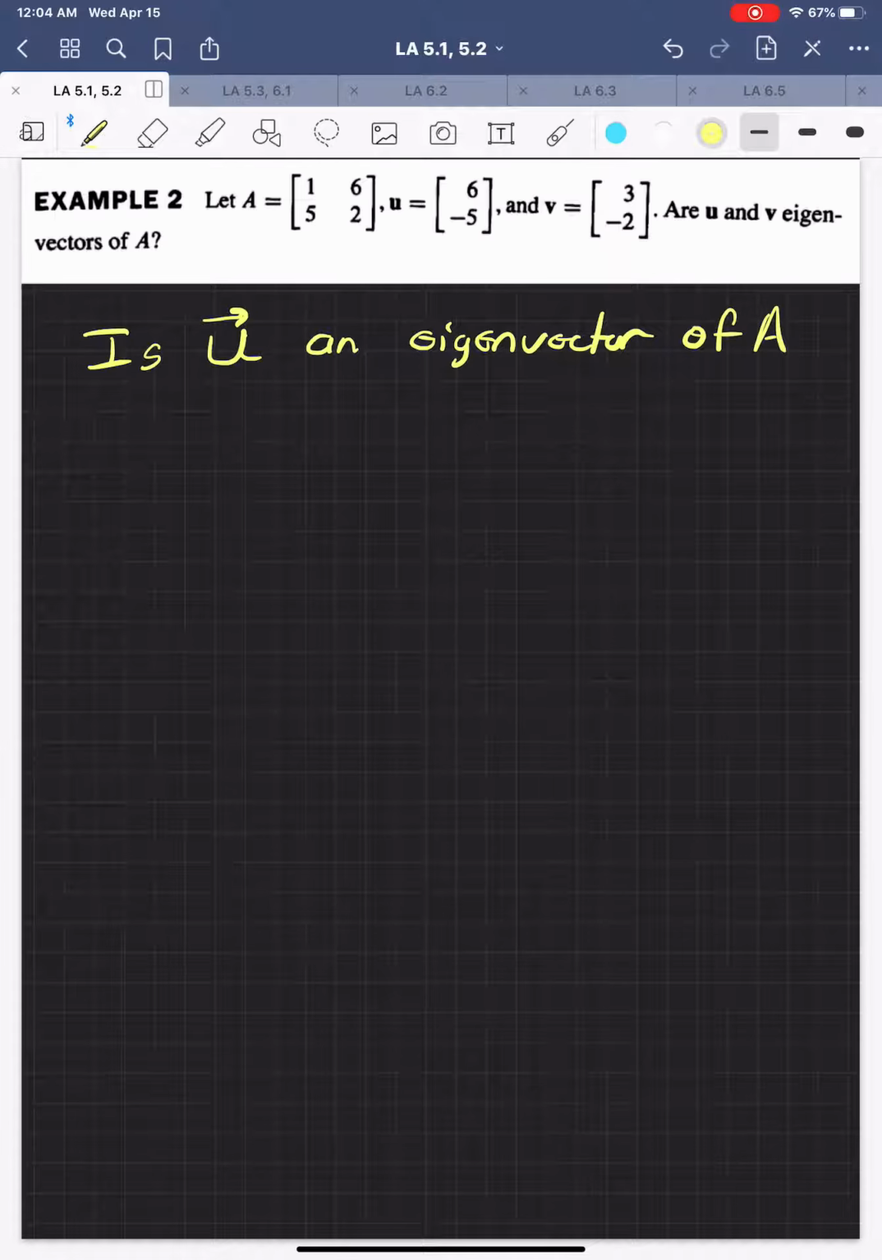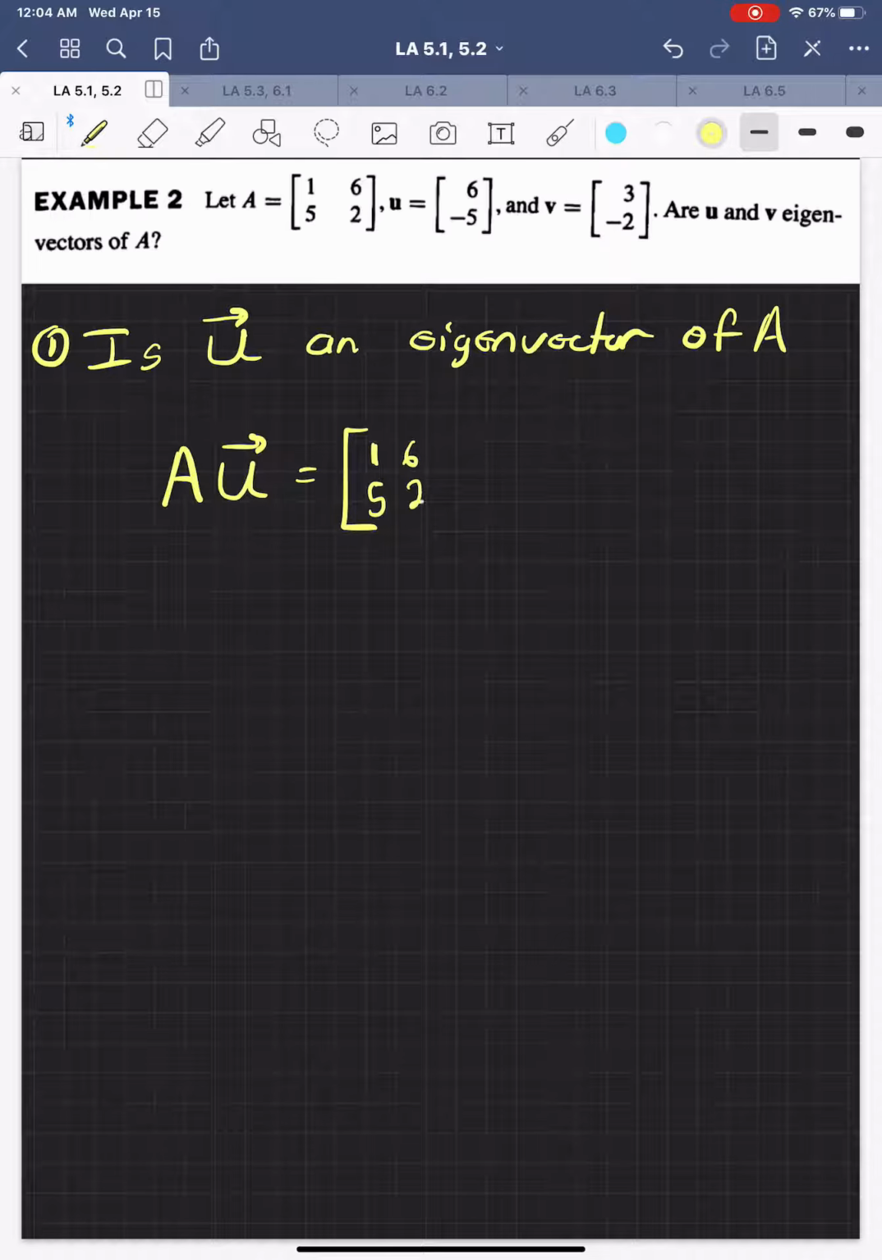Okay, and then we'll answer, what about V? So, is the vector u given, can we call that an eigenvector of matrix A? Well, quite simply enough, let's find out what A does to vector u. Let's go ahead and multiply this out. So first off, A is a square matrix. It's a 2 by 2.